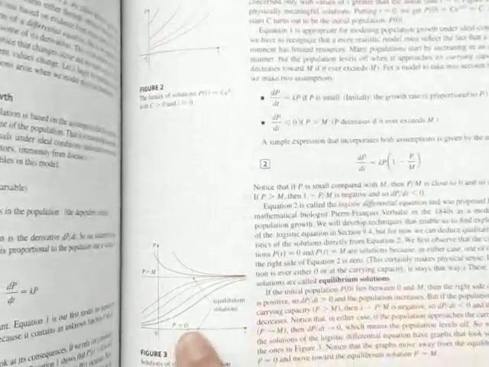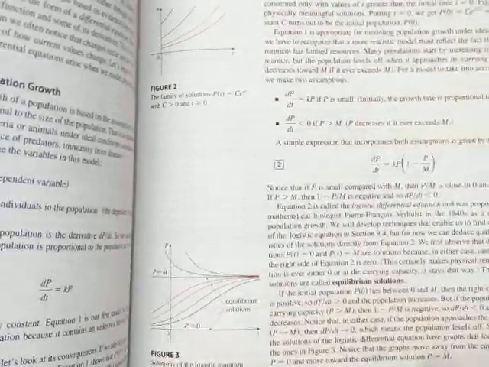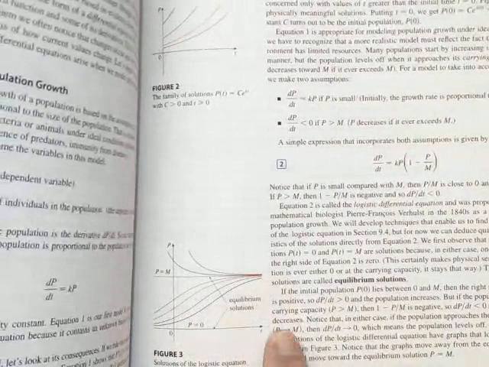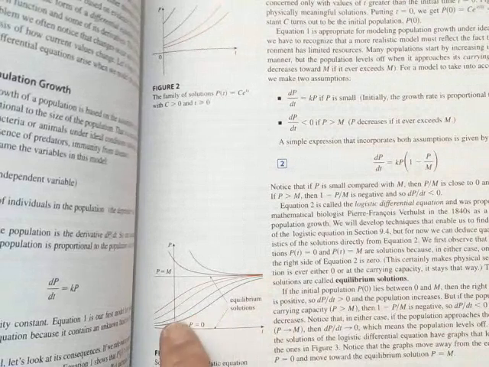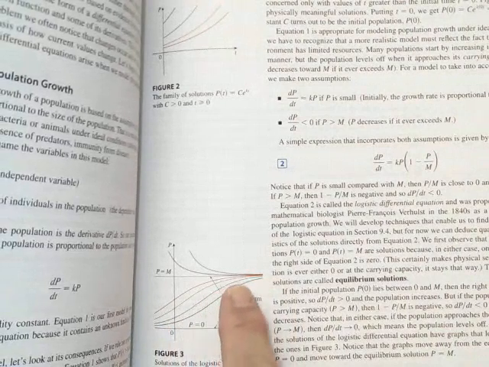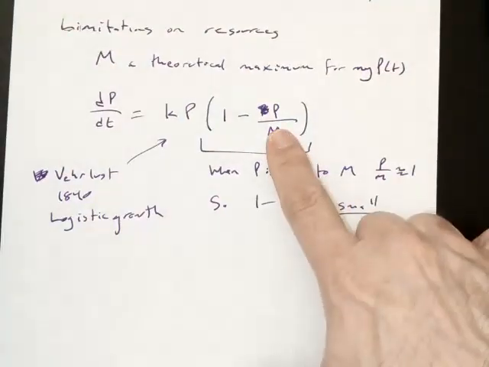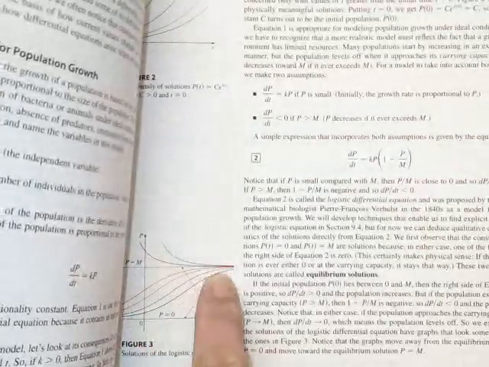Here is a picture of the kind of solution I get when I graph that Verhulst logistic model. Notice that there are two lines. All of my solutions go away from zero, they grow, they start to grow faster, and then they start to slow down as we get closer and closer to M. And if you start above M, then this number is actually negative. So your growth becomes negative, and you end up falling.